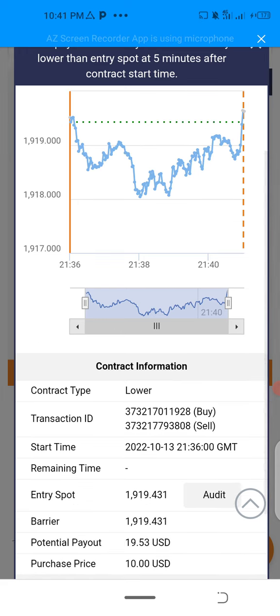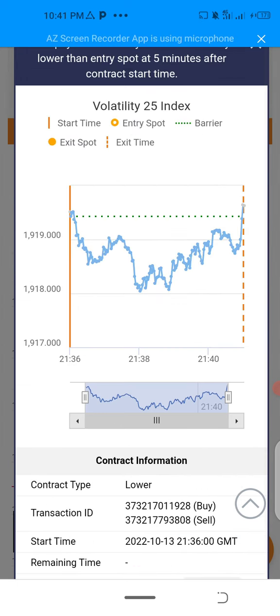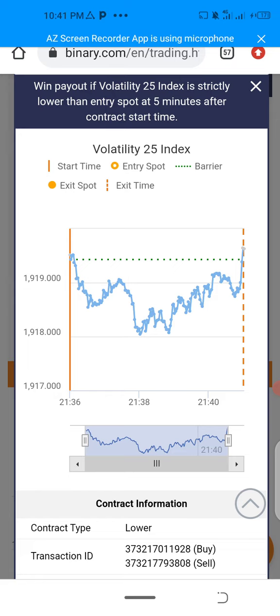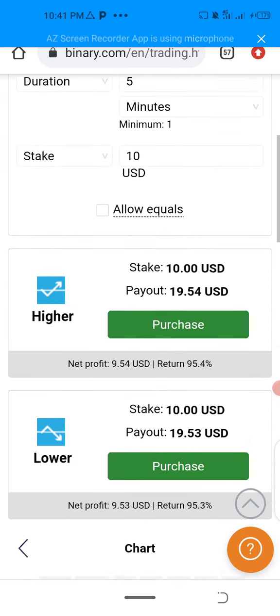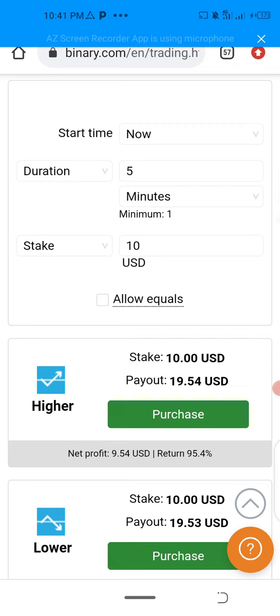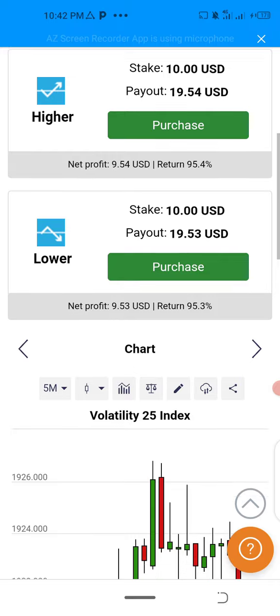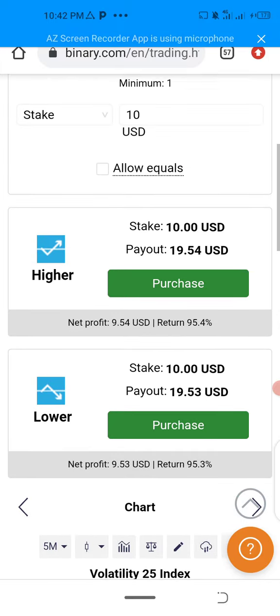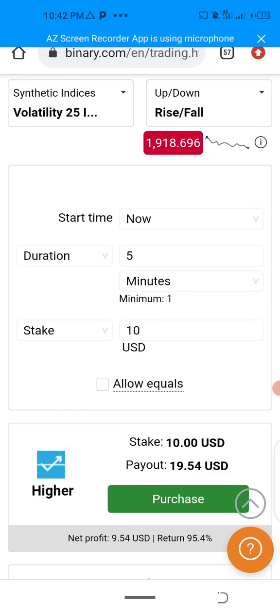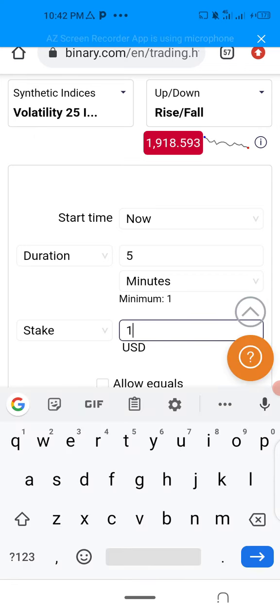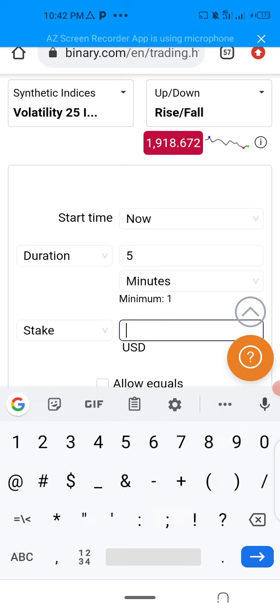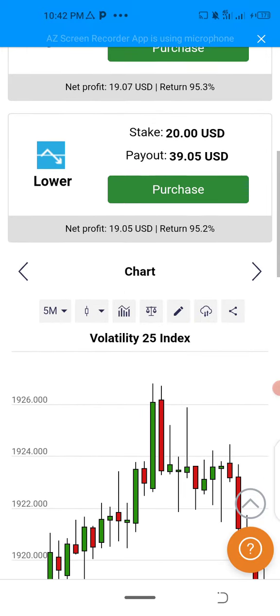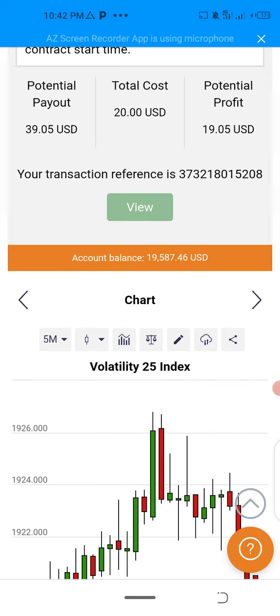Now the next step we have to take is to cover this loss, but for the purpose of this video, I am going to tell you something so that you don't lose more money. Because the trade has gone up and we are actually losing, we ought to say that this trade has to go back to where we want it to go. So we're going to increase this to $20, right? Once we increase it to $20, we're going to click on purchase lower again.